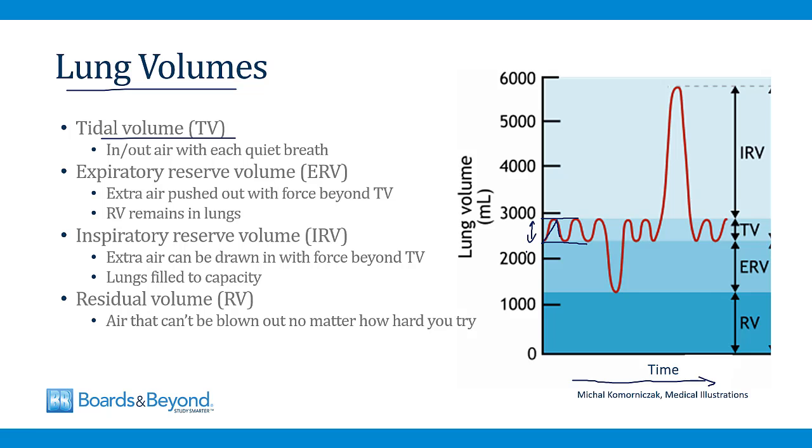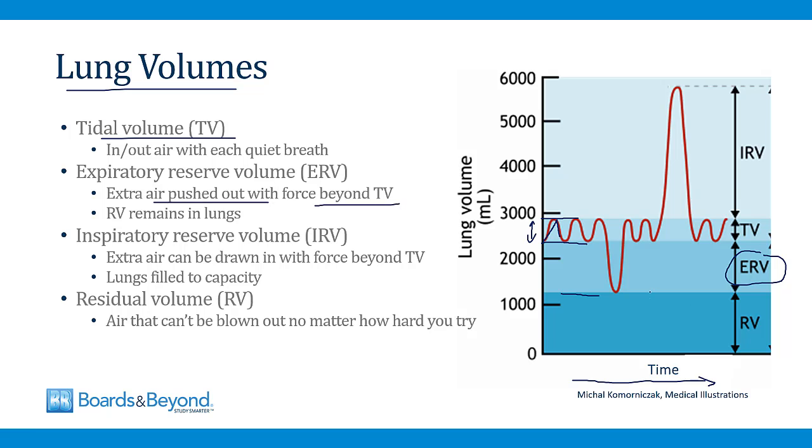If we were to forcefully push air out of our lungs at the end of a quiet breath and try to get the lung volume down as low as possible, we could push enough air so that the lung volume fell all the way down to this point here. That extra volume of air beyond the tidal volume that we push out is called the expiratory reserve volume. This is the extra air that can be pushed out with force beyond the tidal volume.